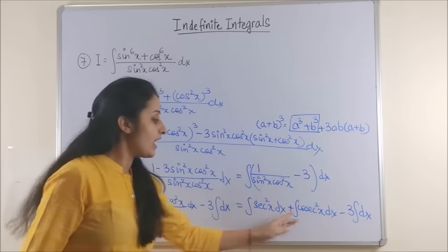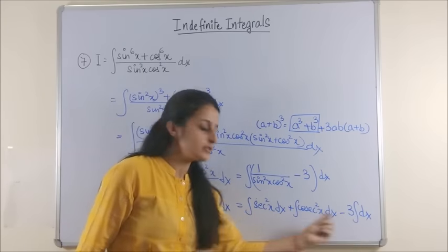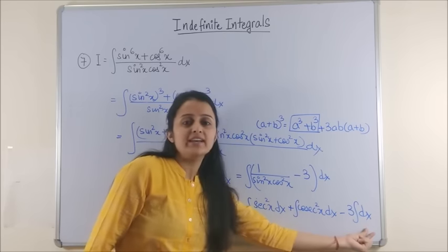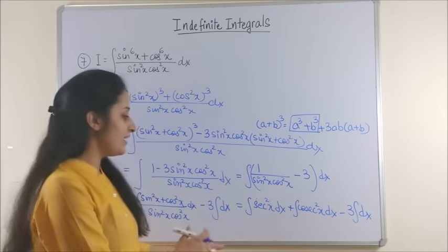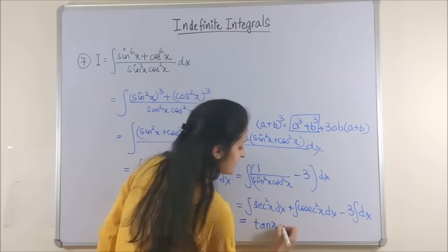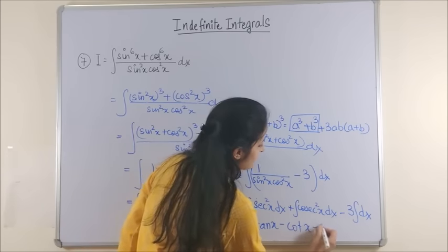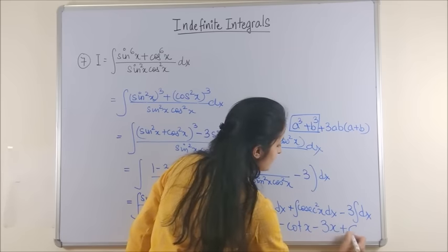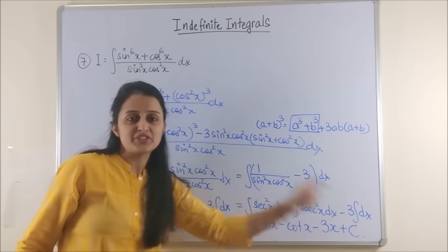Please note, after separating out the integrals also, I am making sure to write dx with each of the terms. And now, you know integral of secant square x is tan x. This is minus cot x, and this is simply minus 3x, and we add the constant of integration in the end.